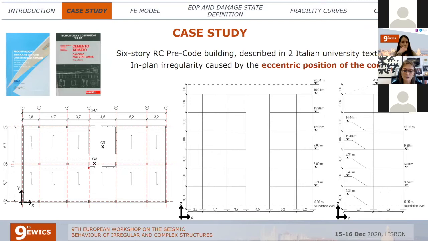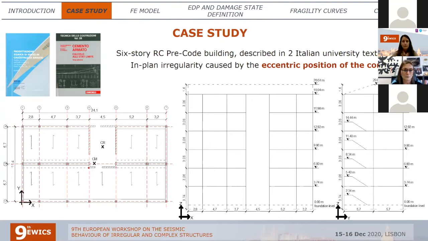an example which is presented in two textbooks frequently used in Italy for didactic purposes, and therefore you can appreciate the asymmetric position of the core. We selected this example because we don't have, for example, from the CARTIS database or other databases coming from surveys after earthquakes, a common example that could be used. So we selected this example coming from textbooks, which is representative of a multi-story building in a zone of North Italy, closer to Milan, we can say.